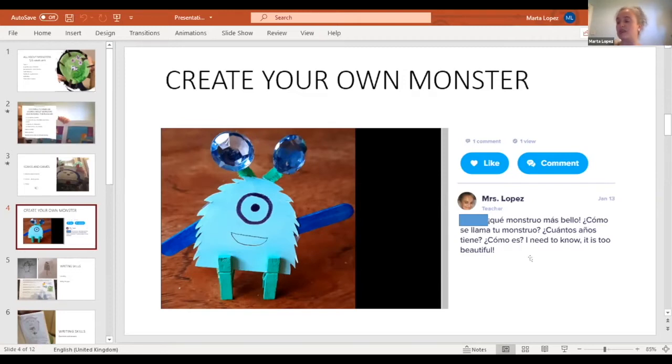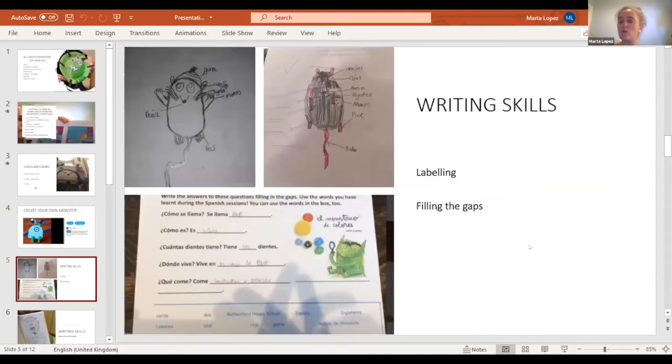Like, for example, ¿cómo se llama tu monstruo? What's your monster's name? Or ¿cuántos años tiene? How old is your monster? We also want them to practice some writing skills. So we explain to them in the video how to label a mouse or a monster, for example, when we were reading Un bicho extraño, or fill in the gaps when we are reading El monstruo de colores. Also, we give them in El monstruo de colores a glossary at the bottom. So they have familiar words like colors and numbers, and they also have some cognates and near cognates like Inglaterra, for example.